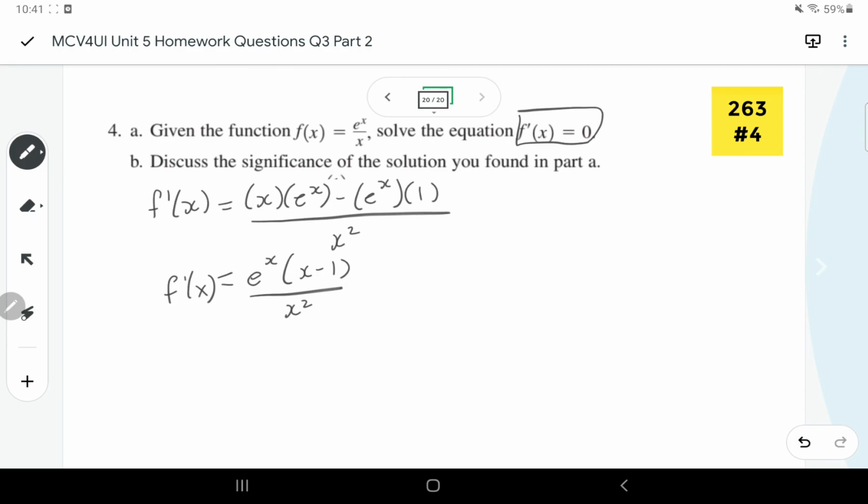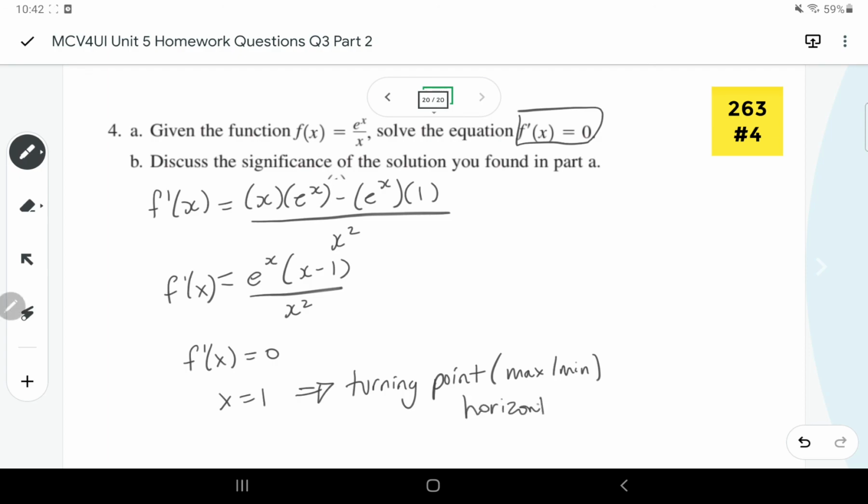So here, if I want to find where the derivative equals 0, f prime at x equals 0, where x equals 1. We know that e to the x, remember e is just a number, like 2.7, to any exponent won't give you a 0, but this could be 0 where x equals 1. So this would be likely a turning point, which is a max or a min of the function. And that's the significance because it has a horizontal tangent.